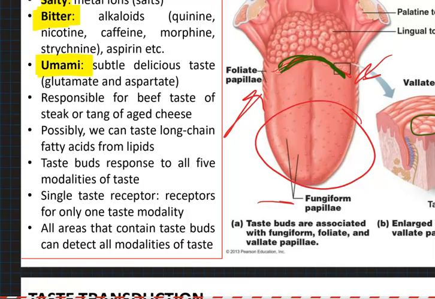Umami. What tastes like umami? Meat, cheese, any protein-rich food. There's an idea that maybe we need to include a sixth category, which will be something for fats. So, a few myths.